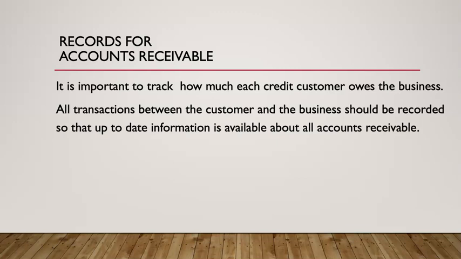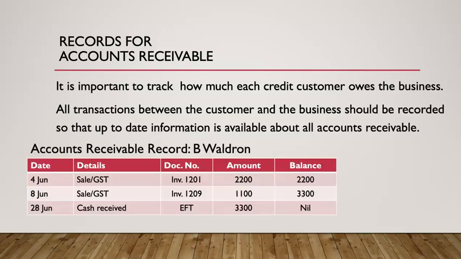So all transactions between customers and businesses that have involved a credit transaction should mean that we are keeping up-to-date information about all these accounts receivable. We need to know how much they owe us. And to do this, we will have what we call an accounts receivable record. We're going to have a separate document. There's no necessary way that we do this, but you'll be given templates in accounting that write down how much they owe us and record the increases and the decreases.